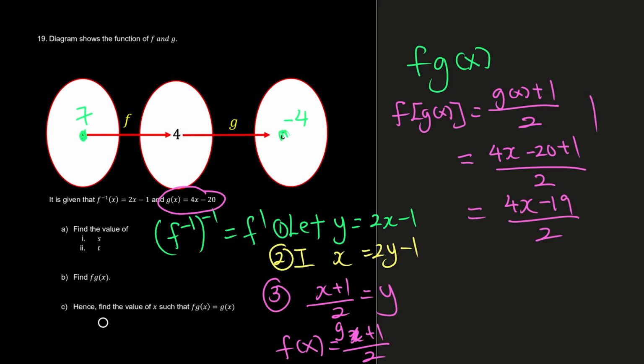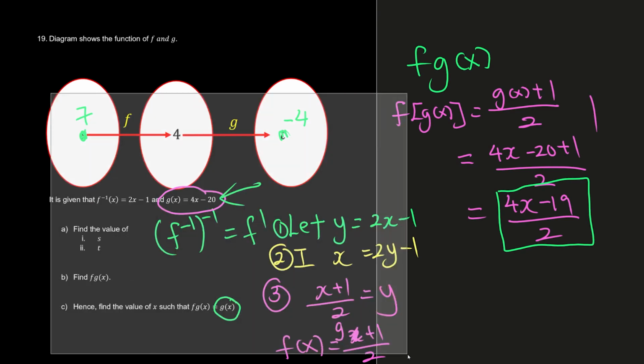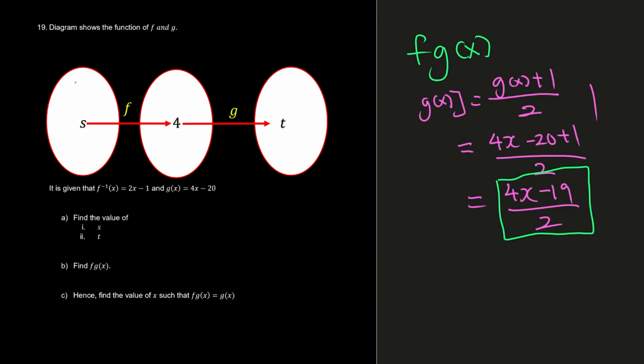The last question is going to be C here. Find the value of x where fg(x) is equal to g(x). Since we found our fg(x), we know this is fg(x), and they want us to write it as equivalent to g(x), which is this one. So let me clean up a little bit here. This is our fg(x). We just follow this to write down the equation: (4x minus 19) over 2 is the same as g(x). And g(x) is given by this one.